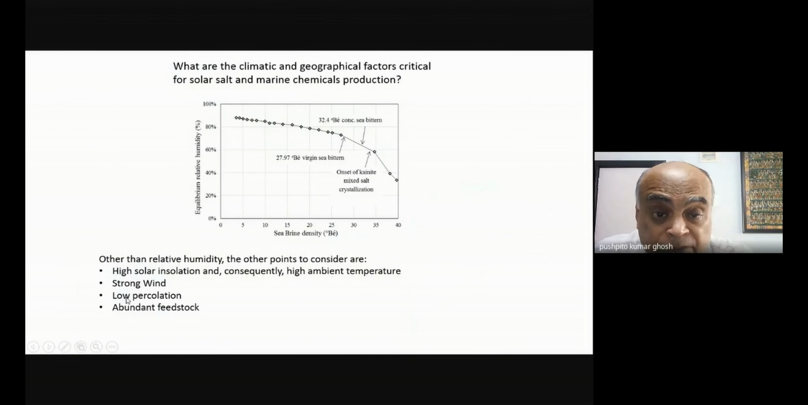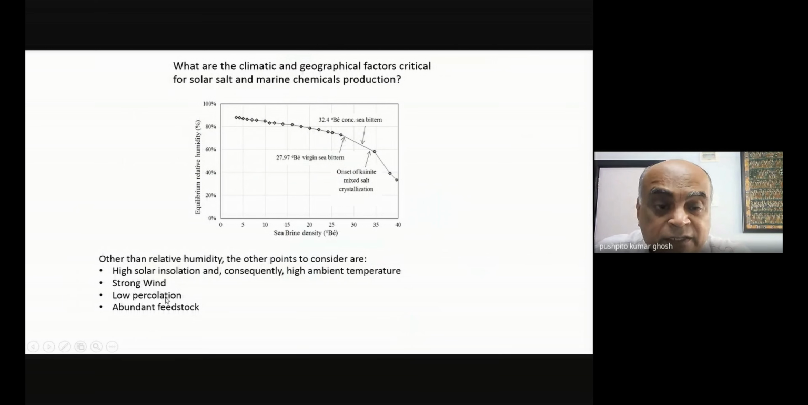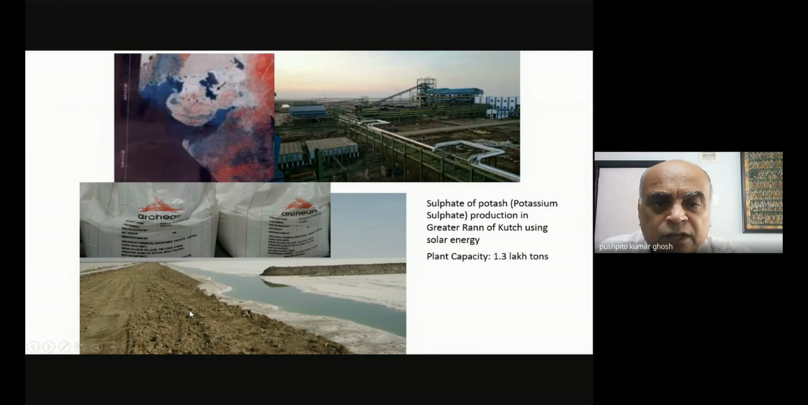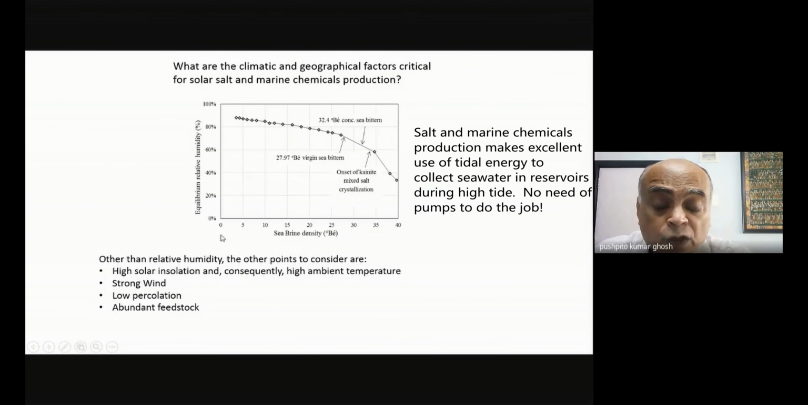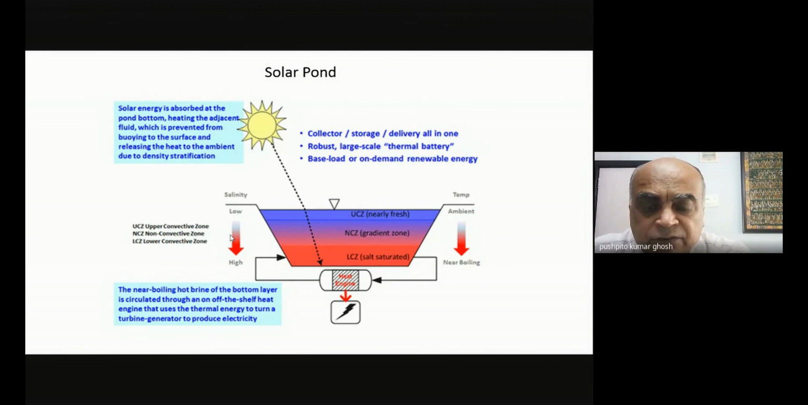If I make all this, but the soil is such that everything percolates under, then I will not get anything. Everything will be under. So I obviously need a place where there is low percolation, so that whatever I am producing remains above ground. Otherwise I will not be able to harvest it. And of course you need to have abundant feedstock. So, for example, in this particular case, it's abundant feedstock. Sea water is continuously coming in with every tide, drenching this place. Or if you are producing salt next to a sea coast, there's abundant seawater.